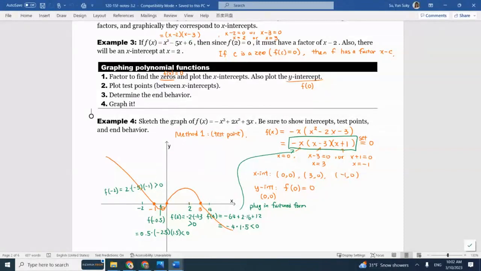Second step, 2 methods. Method 1, test points. The x-intercepts separate the x-axis into a lot of pieces, right? And for the test point method, on each piece, you pick a test point. So we pick 4, and then you plug into the function and see whether it's positive or negative. Question: do we plug into the original form or the factor form? Factor form, because the factor form is just a product of a bunch of things, right?